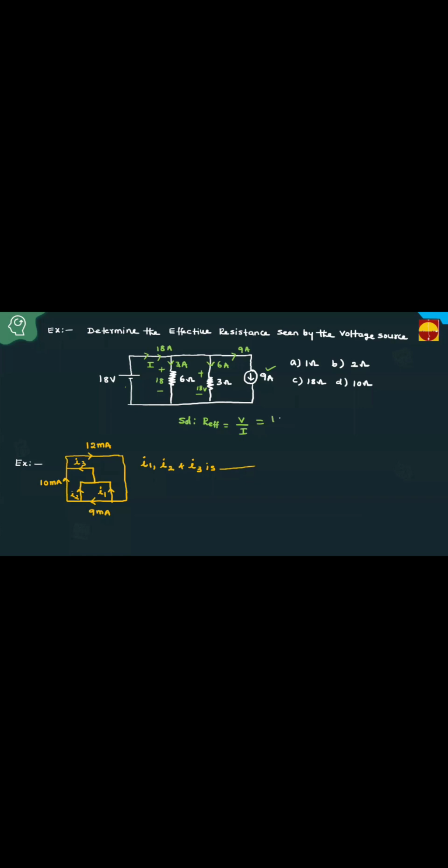18 volts by 18 amperes. How much? It's 1 ohm. Option A is the right answer. Simple. 18 volts by 18 amperes, that equals 1. Clear, friends? Can anybody do this problem? All are conceptual questions. Simple once you know the concept.